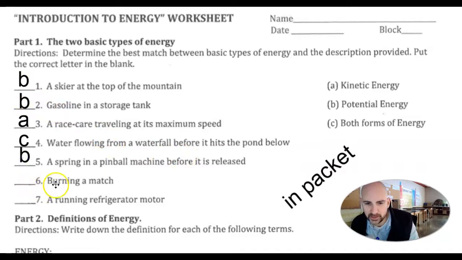Burning a match. The burning is in motion, in action. The thing is happening, so we're going to say that's kinetic. A match that's not been lit could be considered potential. Running refrigerator motor that's running is in motion. Okay, let's go ahead and have you finish the next part, and then we'll check the answers.